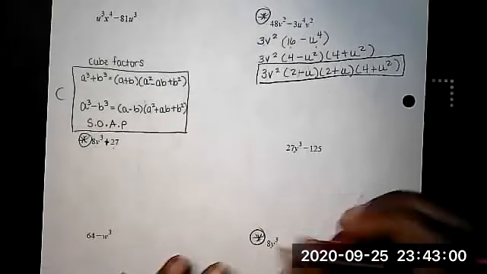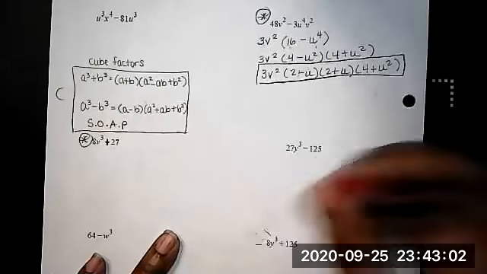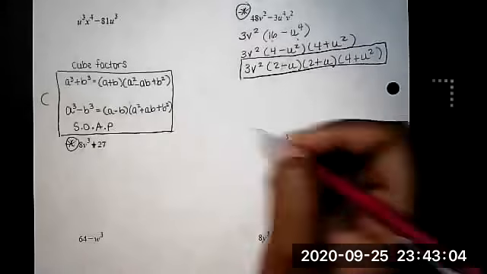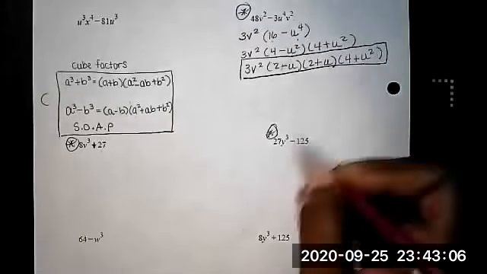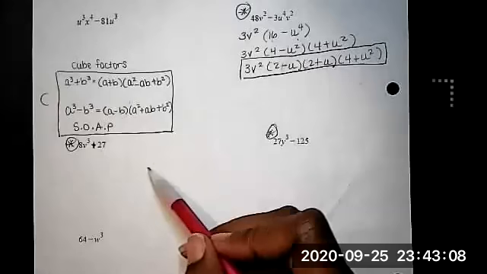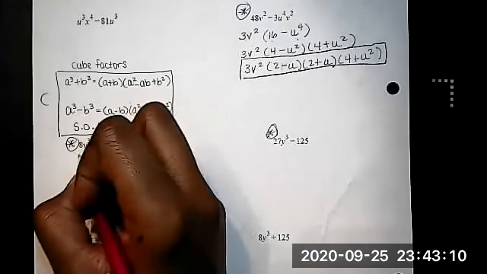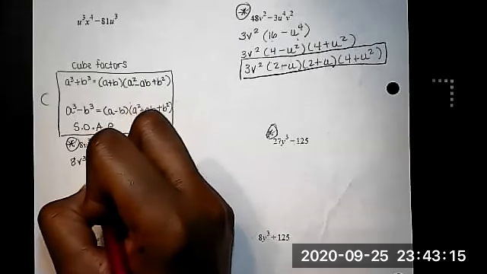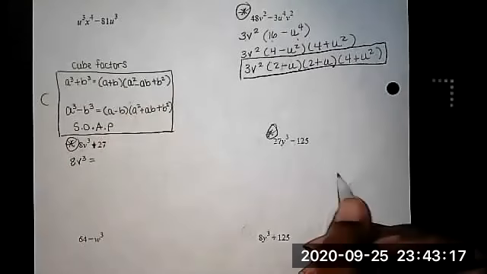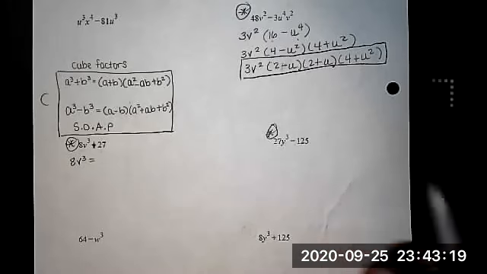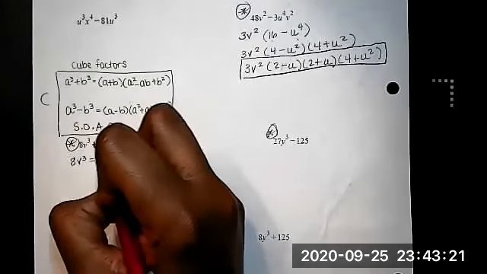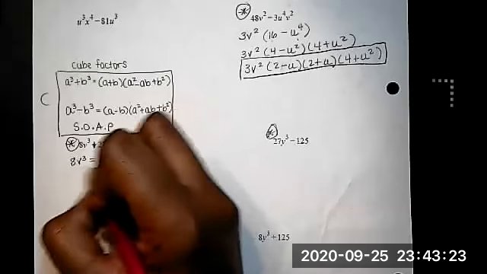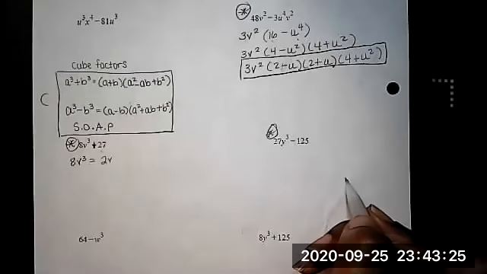Matter of fact, let me erase this one and do one of these. I'll do this one, so that it has a negative in the middle. First and foremost, you need to know what the perfect cube is. If you have 8b cubed, what is that perfect cube? What times what times what is equal to this? It's going to be 2b. 2b times 2b times 2b is 8b cubed.